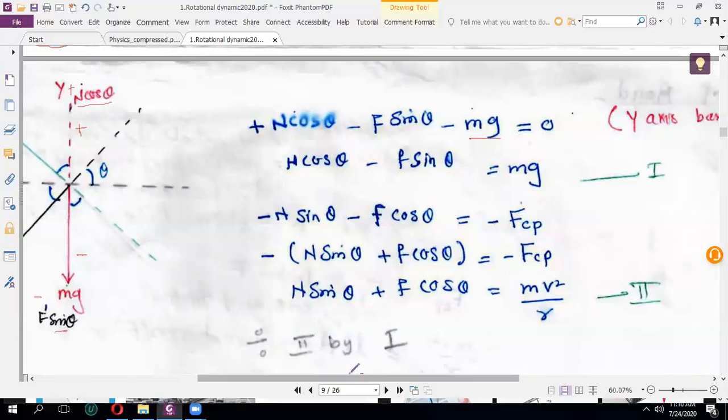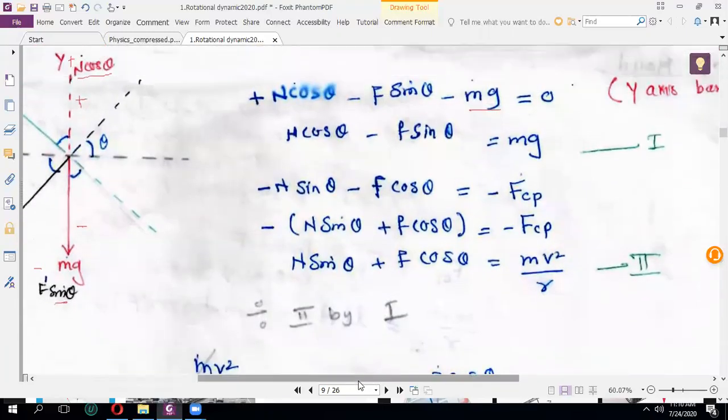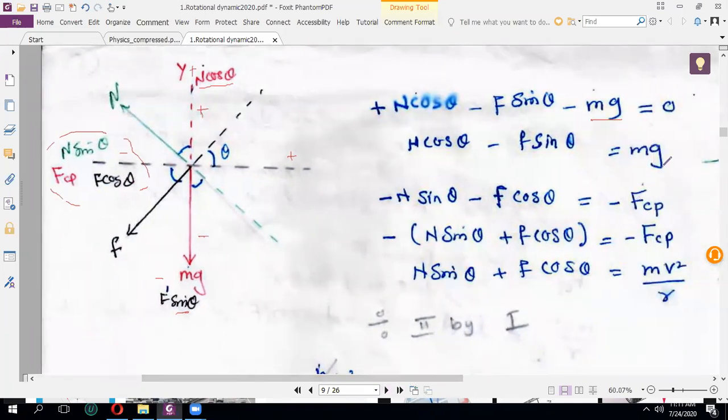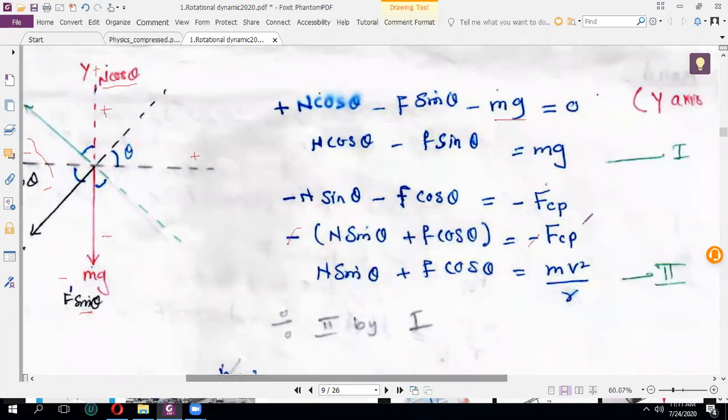Now the second equation I am making based on the x axis. In the x axis, the right direction is positive and the left direction is negative. This whole part is on the left side, the negative direction of the x axis. So how to write? Minus n sin theta minus f cos theta, and the centripetal force, always write it as minus F c. Now take minus common from here. What we are getting? n sin theta plus f cos theta. Now minus and minus cancel. What we are getting? n sin theta plus f cos theta is equal to mv square upon r.